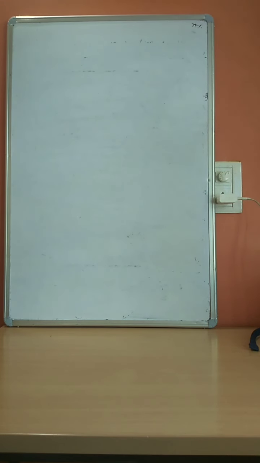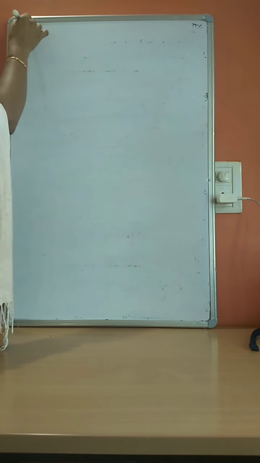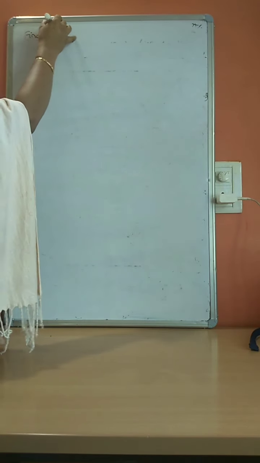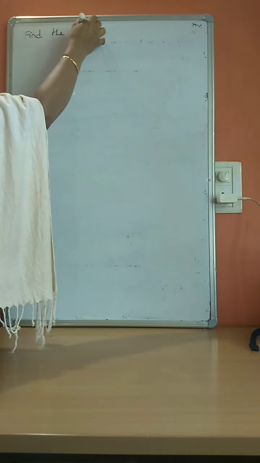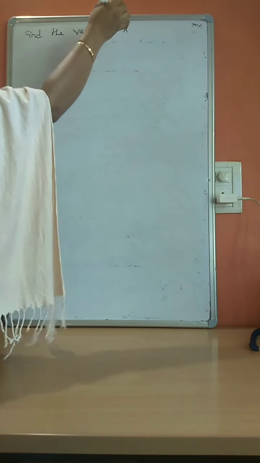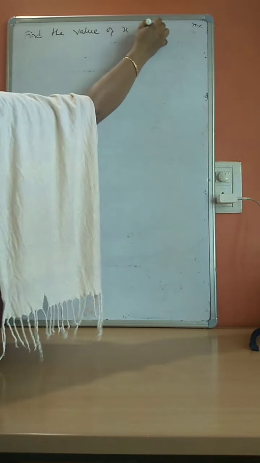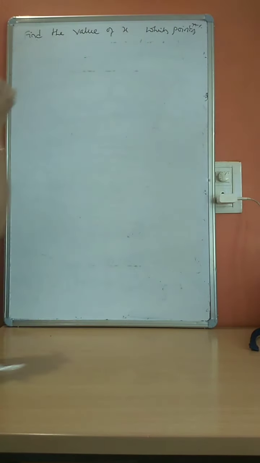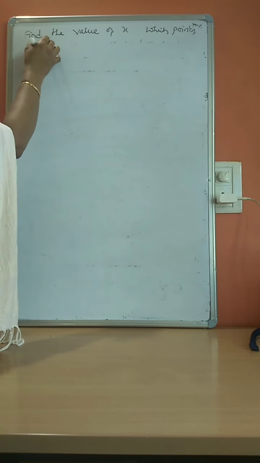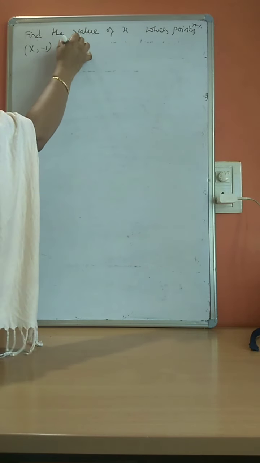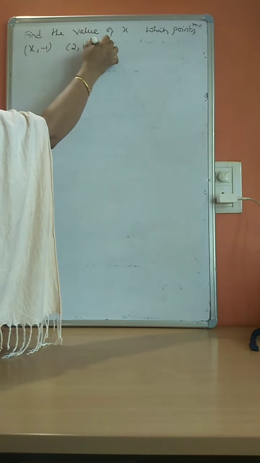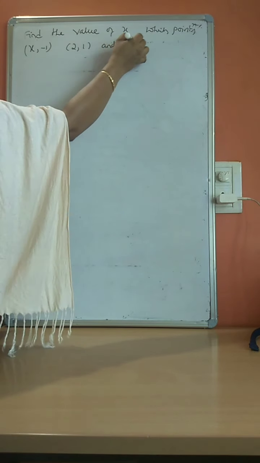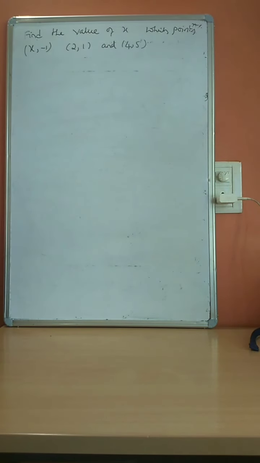Next, find the value of x. Next problem, find the value of x, for which the points x comma minus 1, 2 comma 1 and 4 comma 5 are collinear.